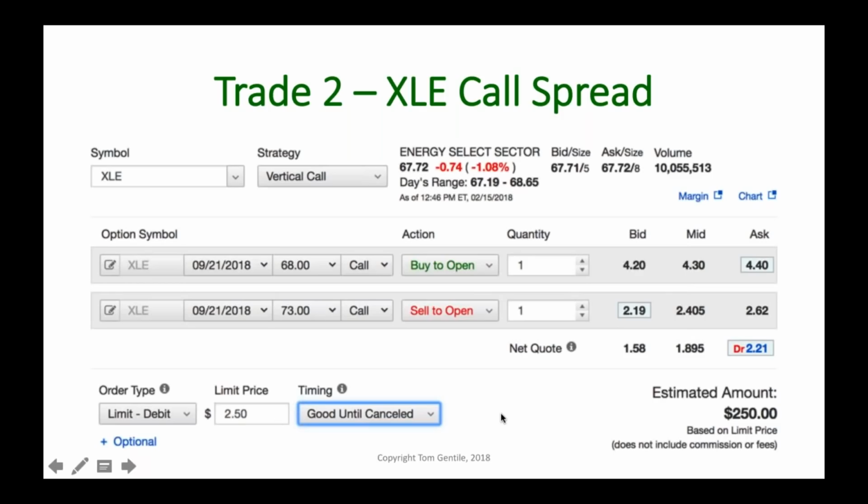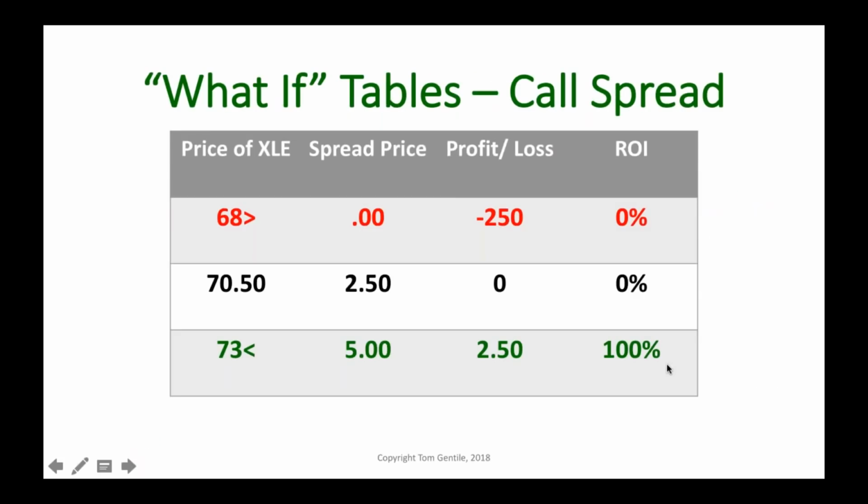All right. So here's our XLE call spread. Now I want to show you something else. And by the way, it was $1.58 by 2.21. So it looks like that's easily doable by today's standards. Now let's do the what ifs on the spread. The what ifs on the spread are a little different because at 68 and below, we still lose everything, but we only lose 250 instead of 500. Now your break even is not 73. It's $70.50. Why? Because it's only 2.5 points above the strike we're long. So you take 68 plus 2.5, and that gives you your break even.